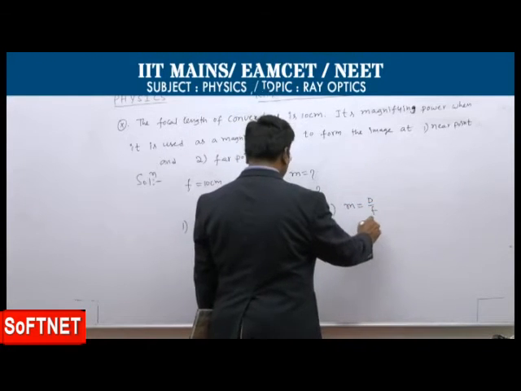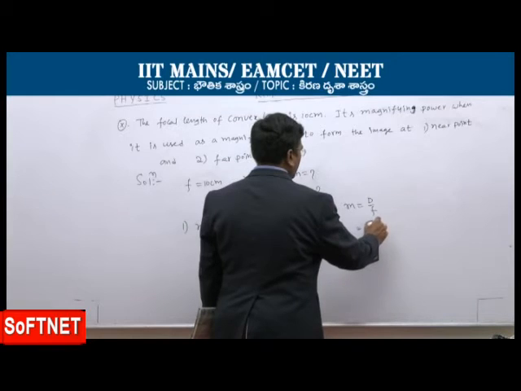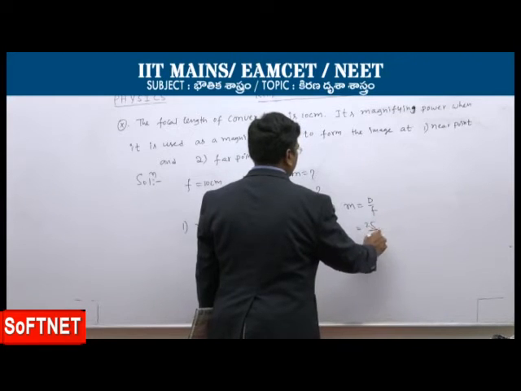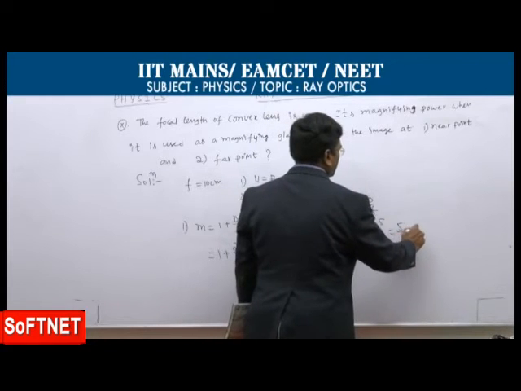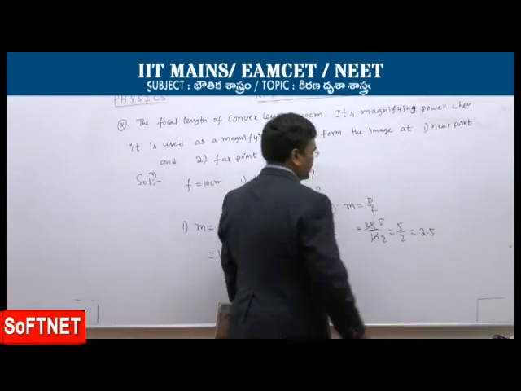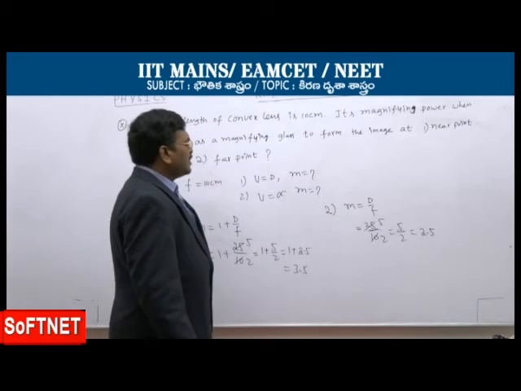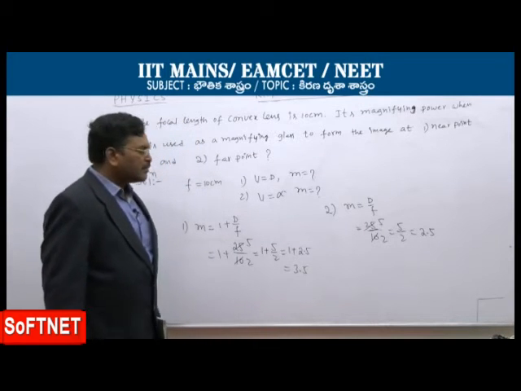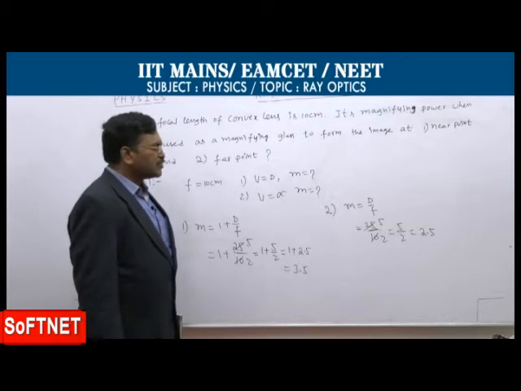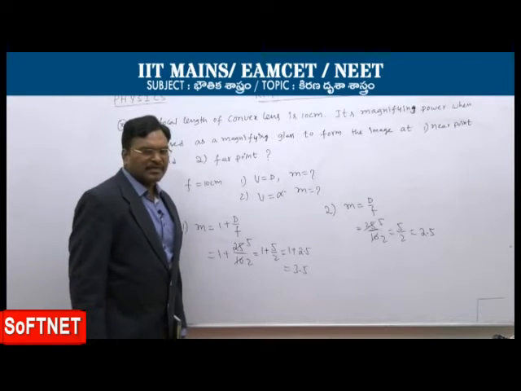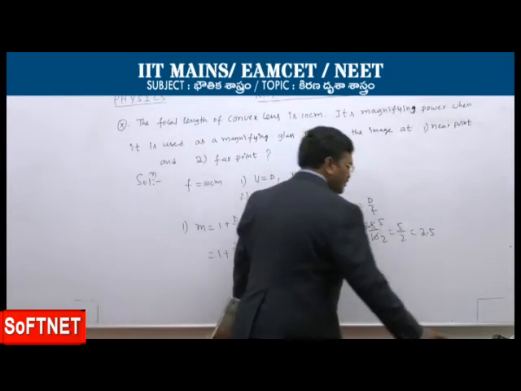Again, for the second question, the image is at far point, so M is equal to D by F. D is 25 by F is 10, same thing, 5 by 2. What is the answer now? 2.5. Here, image forms at near point, magnification is 3.5; image forms at far point, magnification is 2.5. Note down. Next one.